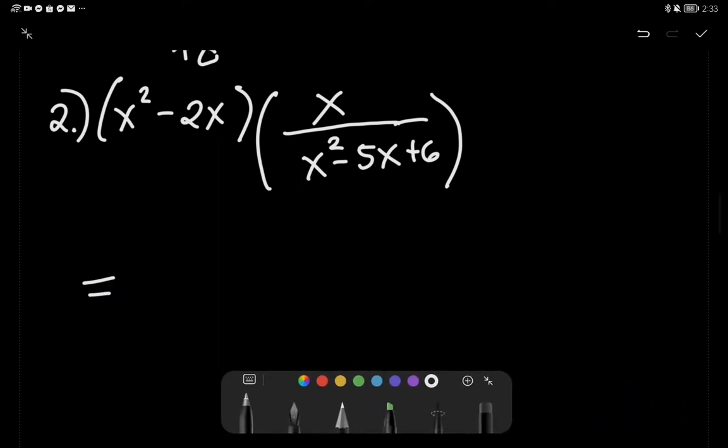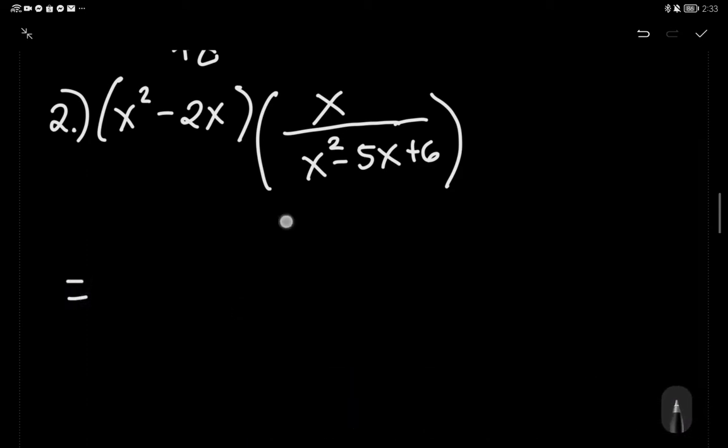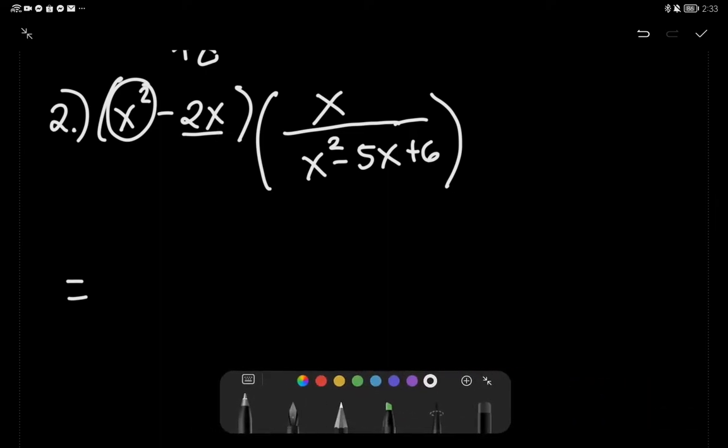Now this one, we're going to factor out first the numerator. Ang factors ani o kani. Now since si x squared minus 2x kay nagkaparihas sa x, pwede na ito mapagawa si x.